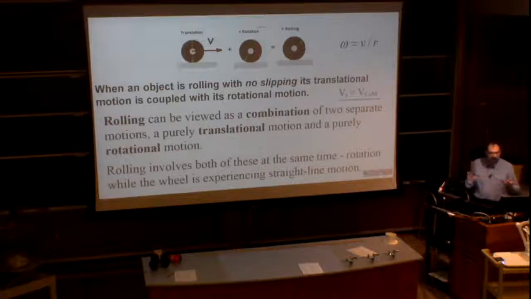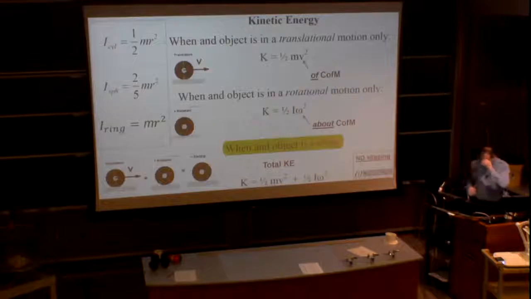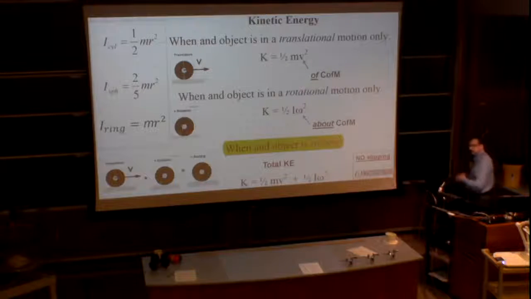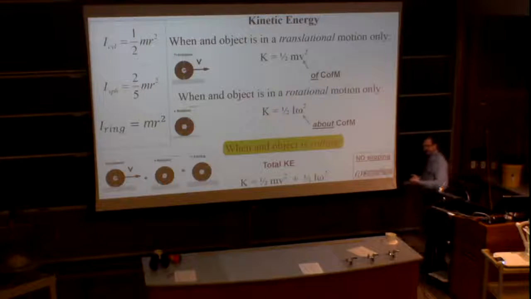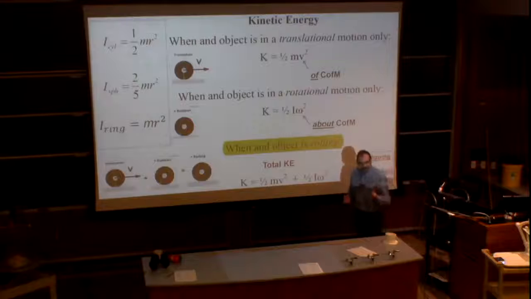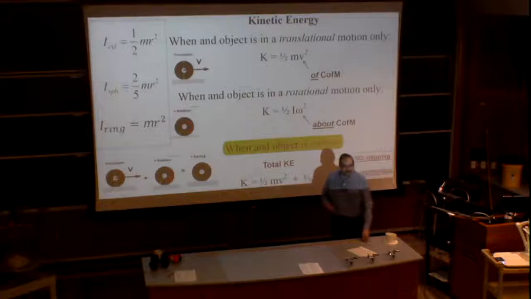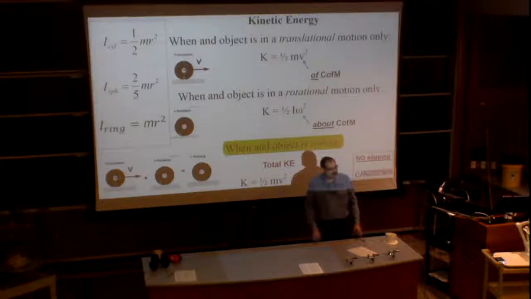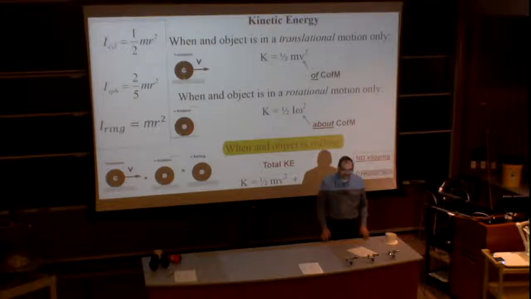So we can always, in our mind, break any rolling into a combination of translational and rotational motion. What do we know about translational motion? There's one word which answers that question. Everything. What do we know about rotational motion? Everything. By transition, what do we know about rolling? Everything.